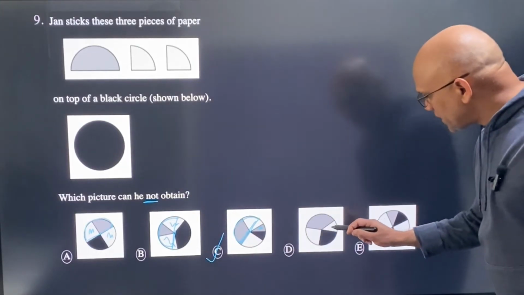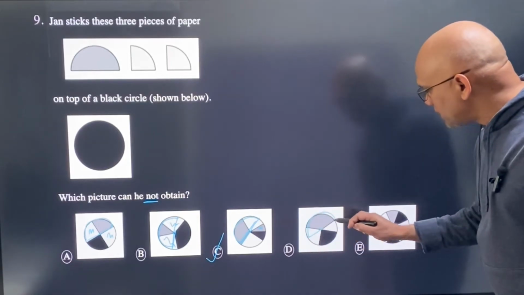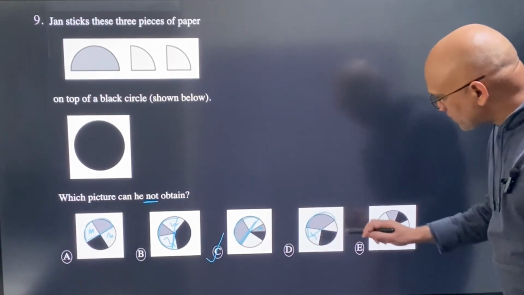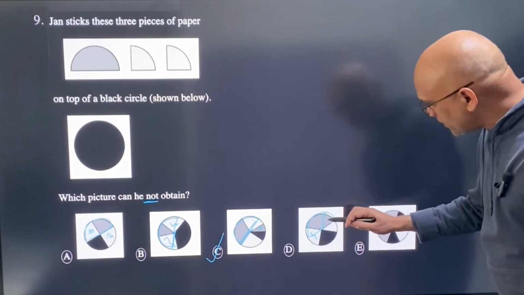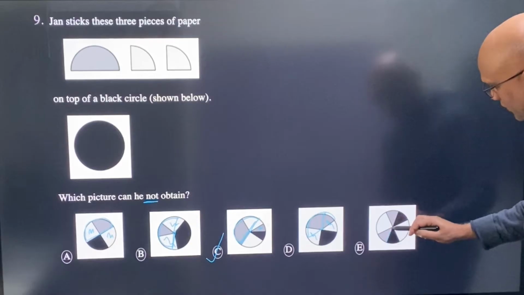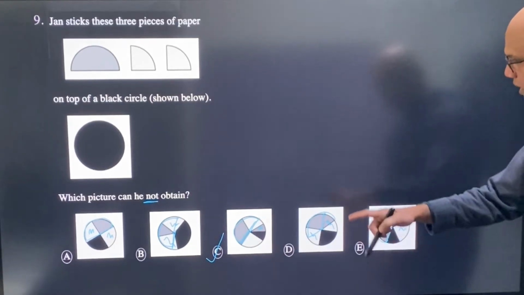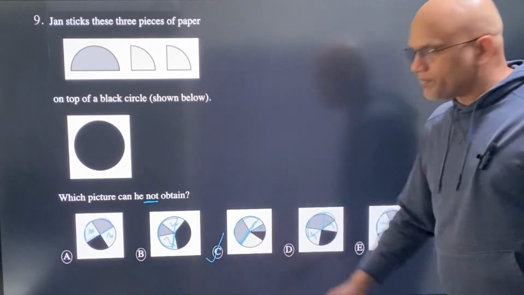Let's just double check here. In this case, I can have the gray semicircle like this, and this is the white quarter circle, and this white quarter circle can be like this, right? Here, this can be the gray semicircle. This is white quarter circle, white quarter circle. So everything is possible except C.